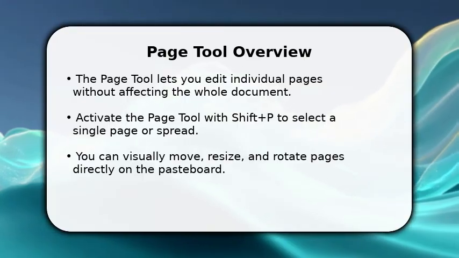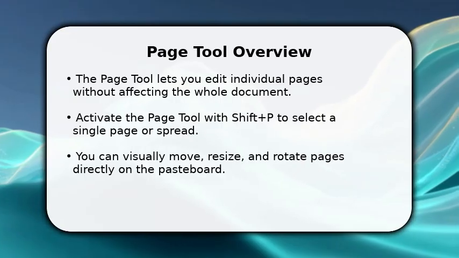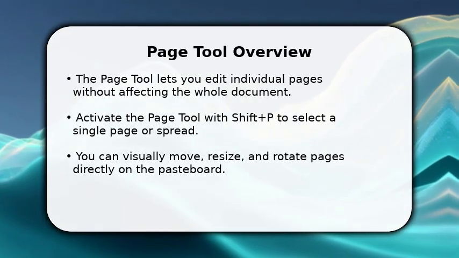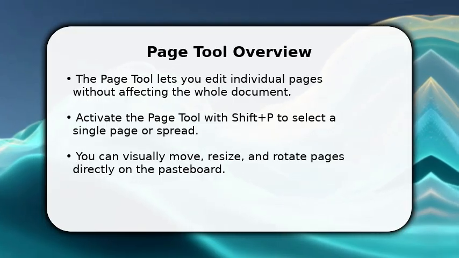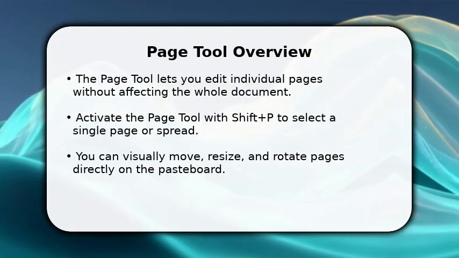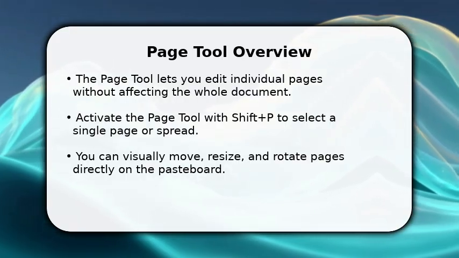Open your document and activate the Page tool by pressing Shift+P on your keyboard. The Page tool lets you edit individual pages without affecting the whole document. Click any page to select it and reveal transform handles for width, height, and rotation.